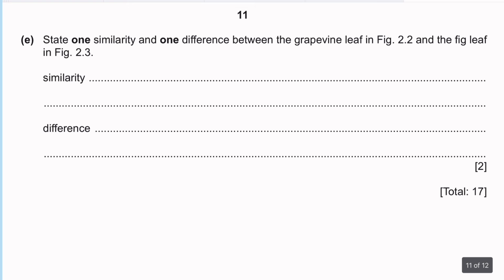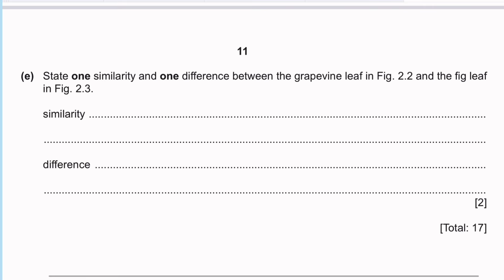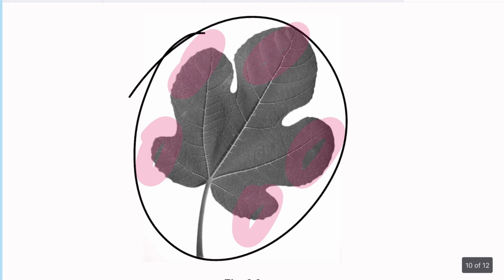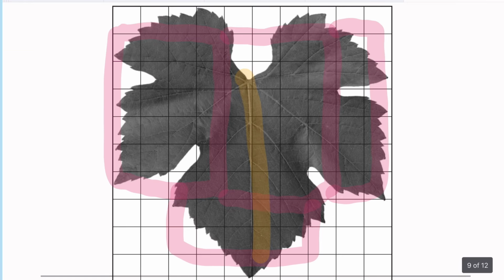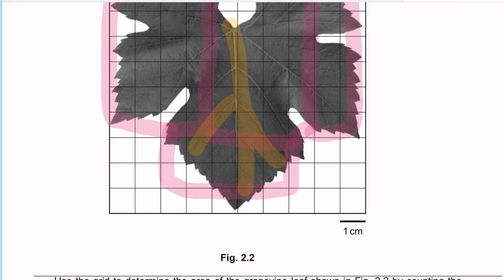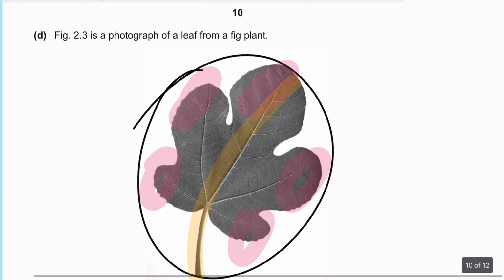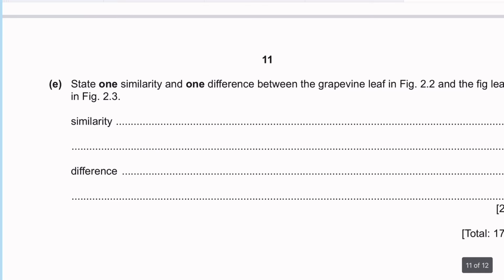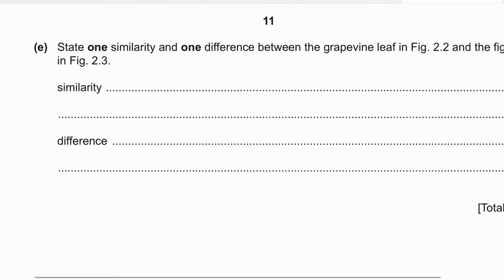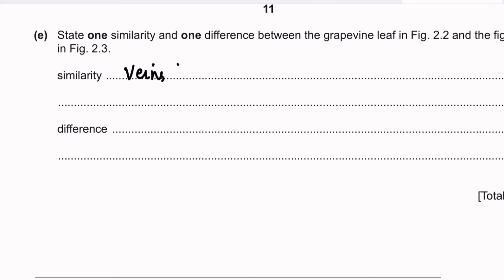State one similarity and one difference between the grapevine leaf in figure 2.2 and the fig leaf in figure 2.3. Okay, so the difference and similarity. As you can see, both of them have veins and a stem. Both of them have a main stem and then branching veins. That's a similarity. So you can say they have veins, main and branching vein.